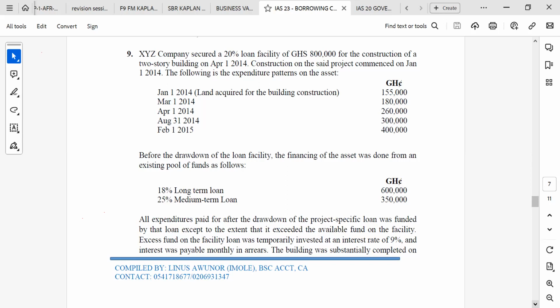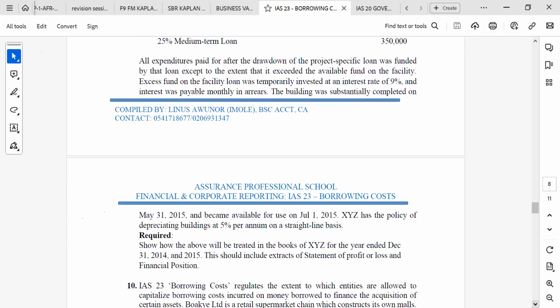All expenditure paid for after the drawdown of the project-specific loan was funded by that loan except to the extent that it exceeded the available funds on the facility. Excess funds on the facility loan were temporarily invested at an interest rate of 9%, and interest was payable monthly in arrears. The building was subsequently completed on May 31, 2015, and became available for use on July 1st, 2015.